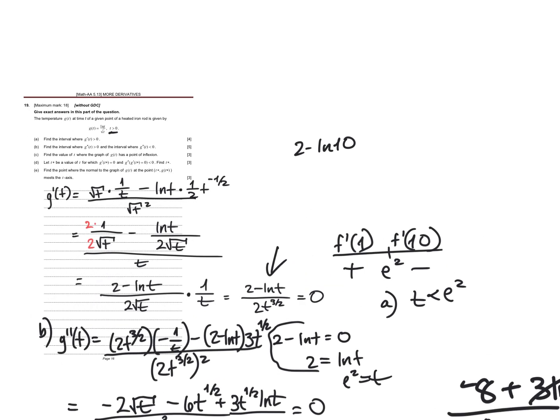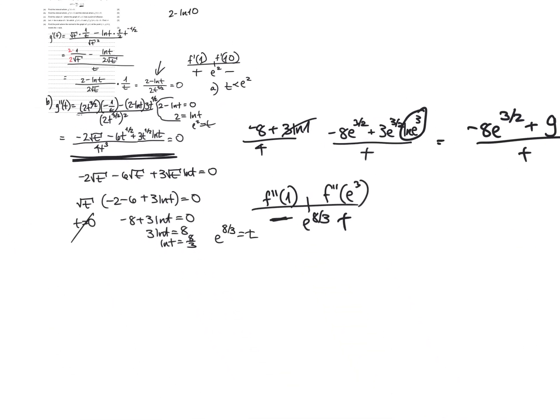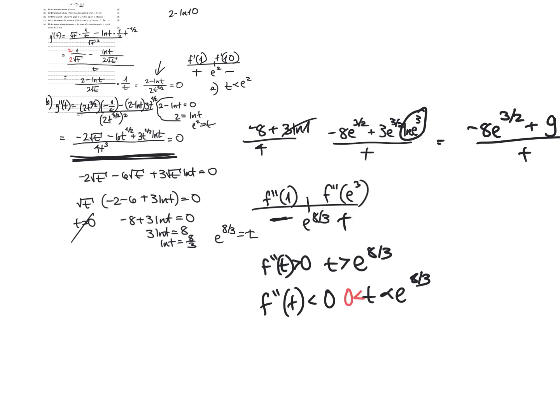So the second derivative's greater than 0 when t is greater than e to the 8/3. So second derivative greater than 0 here. Second derivative less than 0 for t less than e to the 8/3. But I forgot about, because t has to be greater than 0. So this one needs to be like that. So those are those two.